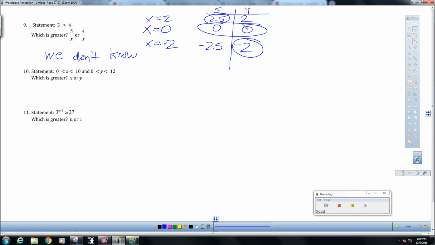X is between 0 and 10. Y is between 0 and 12. Which is greater? I disagree. What if y was 3 and x was 10? Would y be greater? Wait, we don't know. We don't know because it could be anything. It's at a range, and we don't know where it is in that range at any given time.